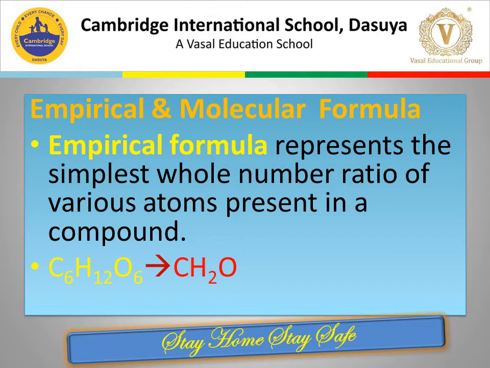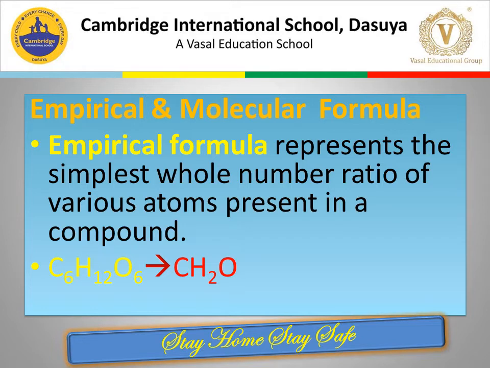Now let us try to understand the empirical and molecular formula. After we have understood what the mass percentage of an element is, in fact, the mass percentage of an element can be used to find out the empirical and molecular formula. First, let us discuss what the empirical formula is. In fact, the empirical formula represents the simple whole number ratio of the various atoms present in a compound.